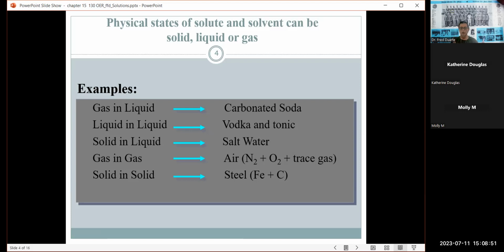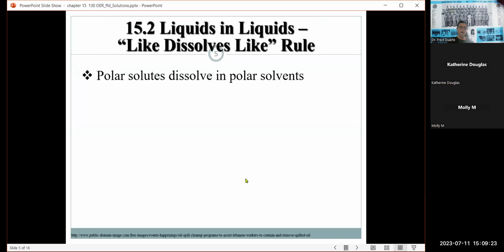Other examples, gold. A lot of the golds that you have there are alloys, because pure gold in itself is very soft and sometimes doesn't lend itself to being very good jewelry. So for a ring, you want a gold alloy that has other minerals in it to give it strength. Brass is a combination of copper and zinc. Okay, so there are a lot of mixtures of solids out there.